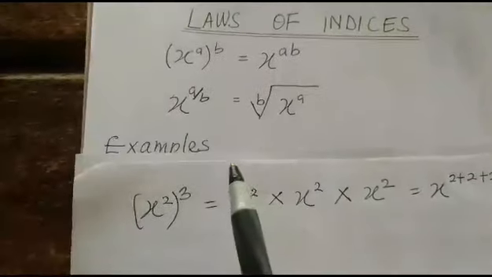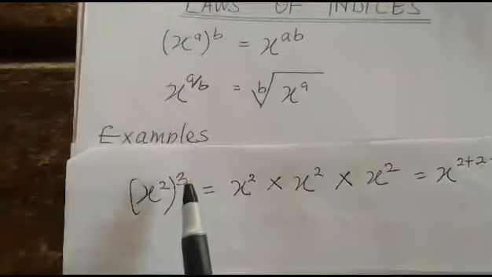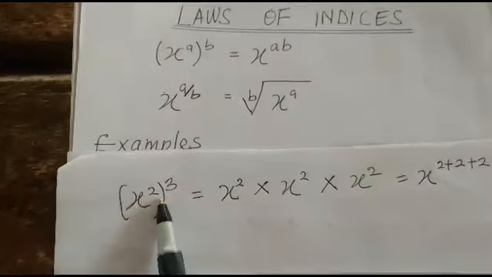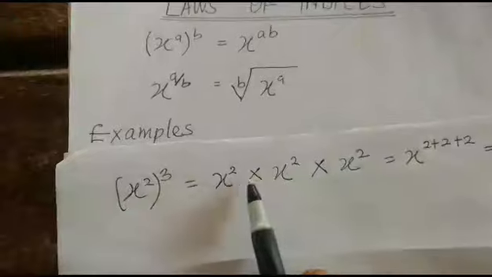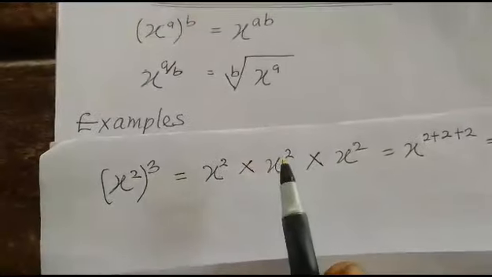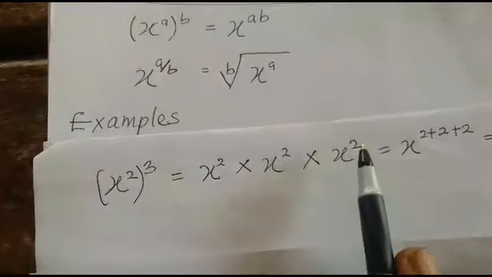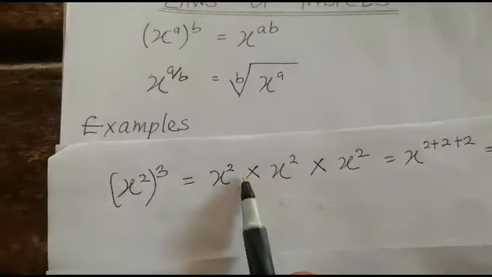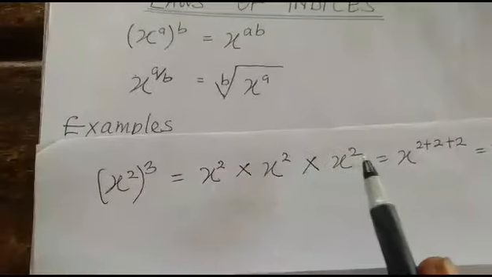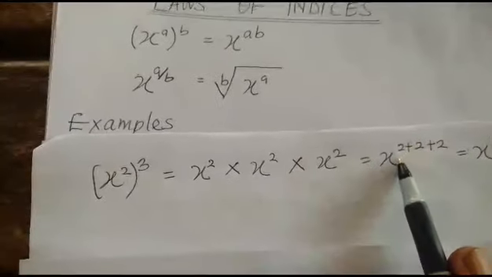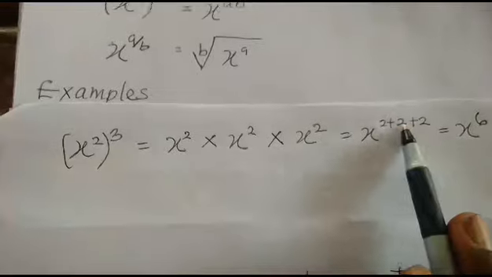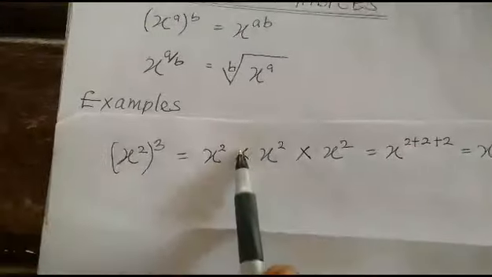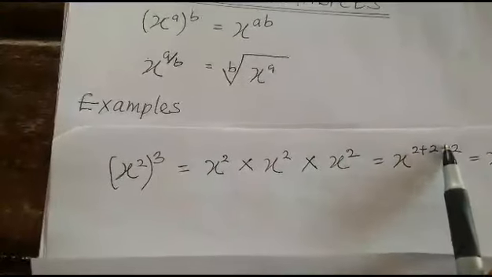Now, assuming we are having x raised to power 2 into bracket of 3. Literally, this means that you are saying x raised to power 2 in 3 places. That is x raised to power 2 times x raised to power 2 times x raised to power 2. So what you have to do to the powers is to add their powers. It will now be x raised to power 2 plus 2 plus 2, which will give us x raised to power 6. The multiplication turns to addition here for the powers.